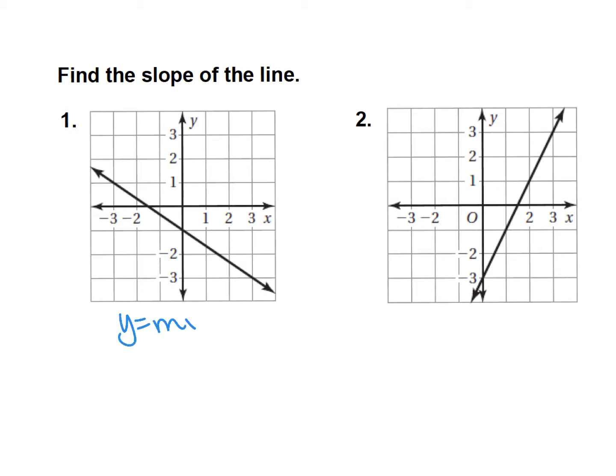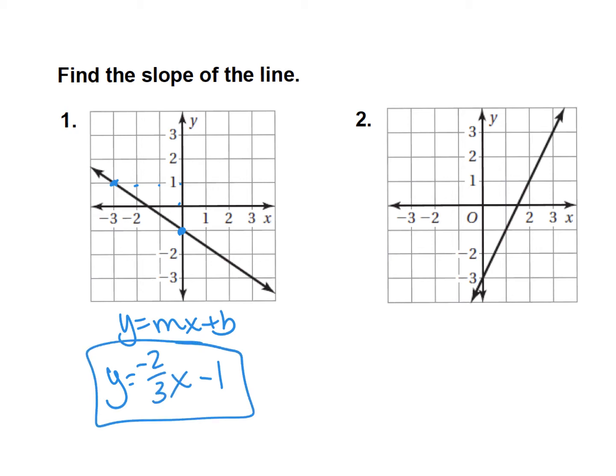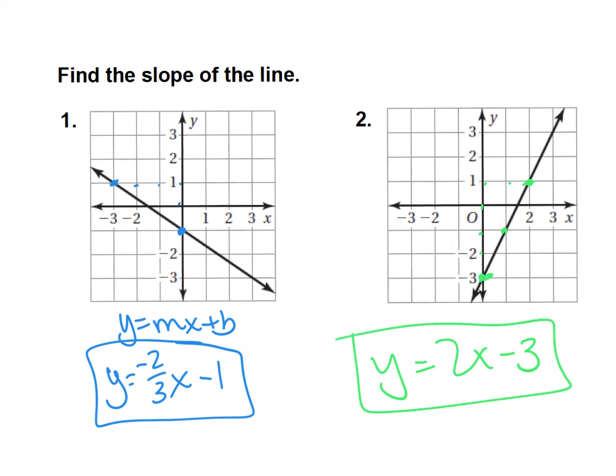Y equals mx plus b. Our b is -1. So we get y equals, and I'm going to go up to here on our slope, 1, 2, back 3, so it's -2/3 x minus 1. Our y-intercept is -3. I'm going to go up to this point. I could go up to this point. 2 over 1, 4 over 2 would be 2x. Y equals 2x minus 3.